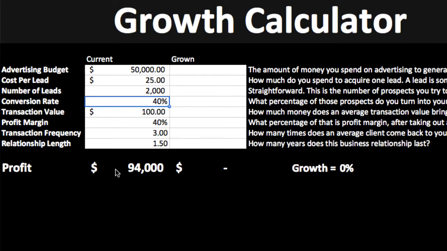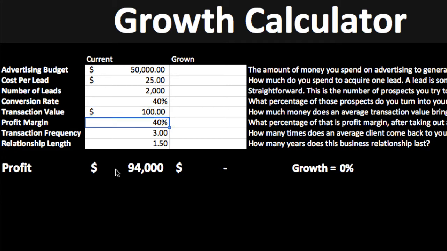Then what's the transaction value? When you sell something to them, how much money do they spend on average in one transaction? Now this is a hard number to calculate, but if you're having a real hard time thinking about what this number is, do this. Simply take the revenues you've generated in the last 12 months and divide that by the number of transactions you've had. So let's say you've had $100,000 in revenues and 1,000 transactions. That's 100,000 divided by 1,000 transactions. That's $100 per transaction. That's the amount of money that an average transaction pulls in. So let's just say it's $100.